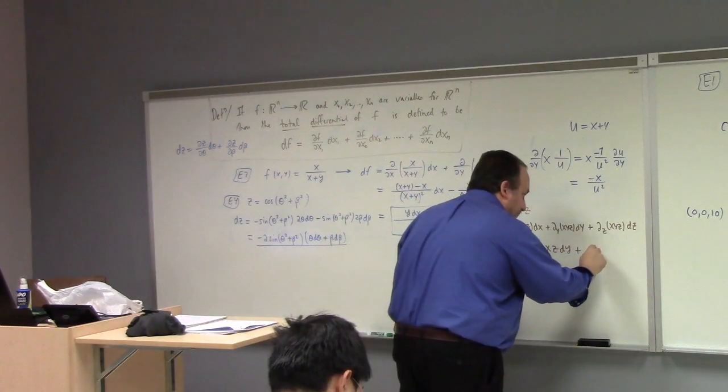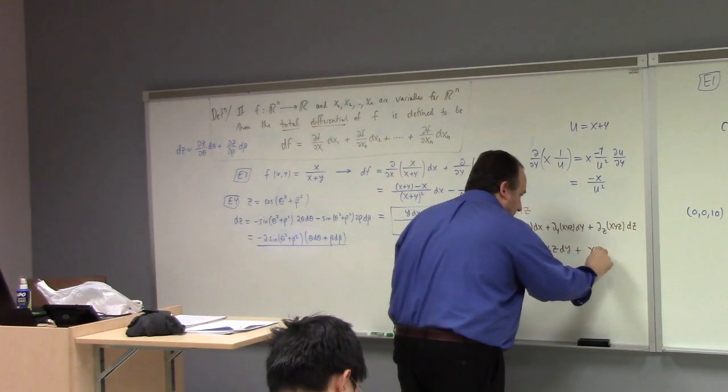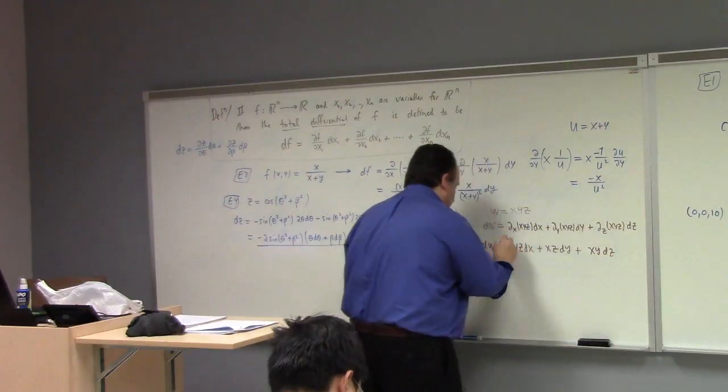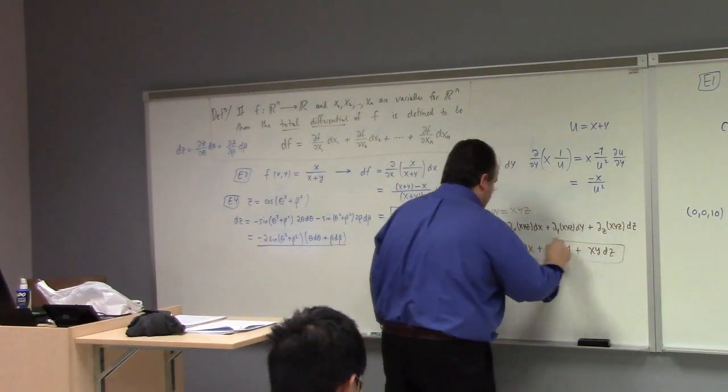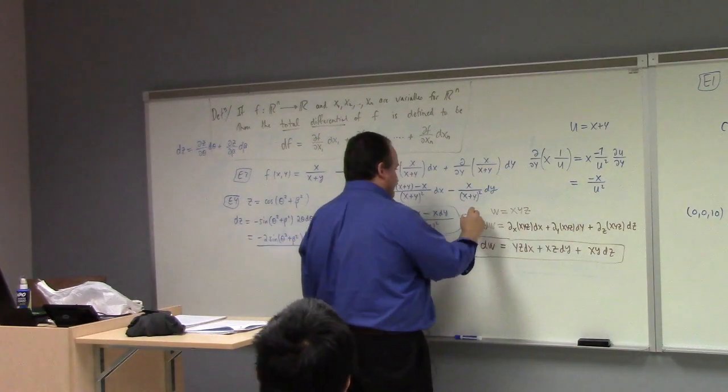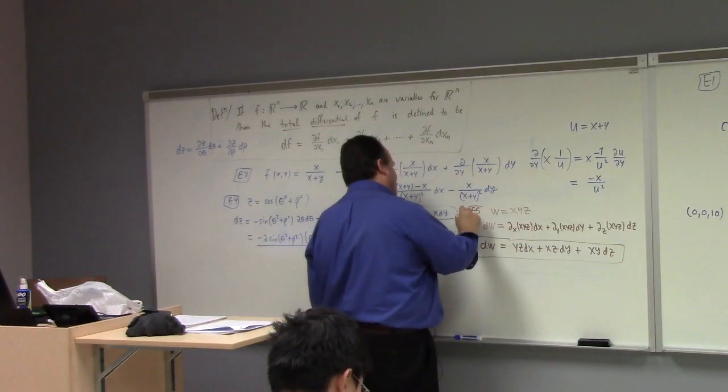xz dy plus xy dz. And there you go. That is the total differential of w. Simple as that.